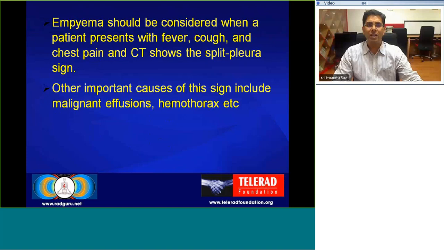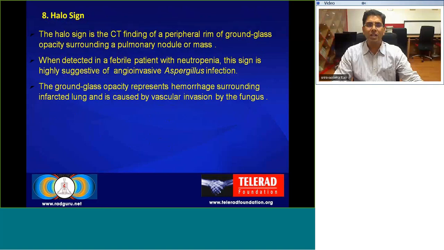So obviously, when you see this finding and the associated findings of fever, cough, and chest pain, and the CT shows split pleura, then you can be very sure that we are dealing with empyema. And mind you, this finding can also be caused by malignant effusions or hemithorax sometimes. But in the presence of fever, probably you can say that's related to infection.